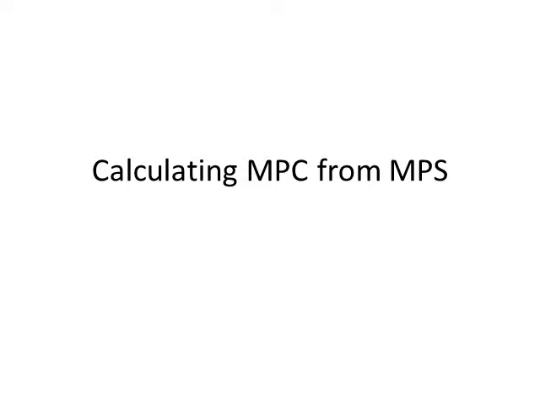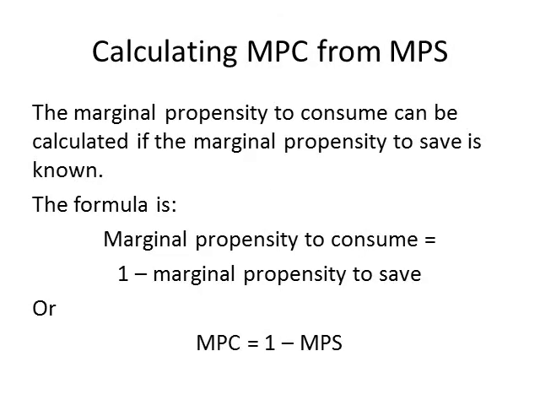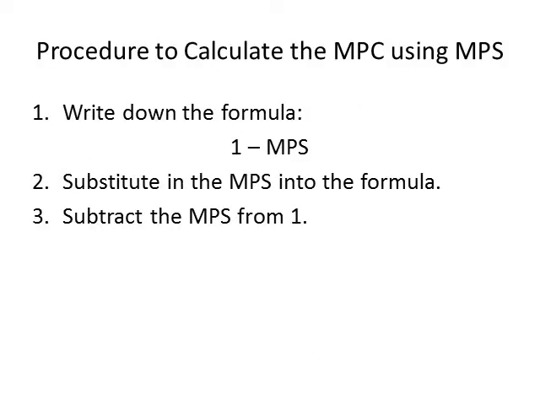So how do we go about calculating, for example, the marginal propensity to consume from the marginal propensity to save? The formula is the marginal propensity to consume is equal to 1 minus the marginal propensity to save, or MPC is equal to 1 minus MPS. The first step is to write down the formula 1 minus MPS, substitute in the marginal propensity to save, or MPS, into the formula, and then subtract the MPS from 1.